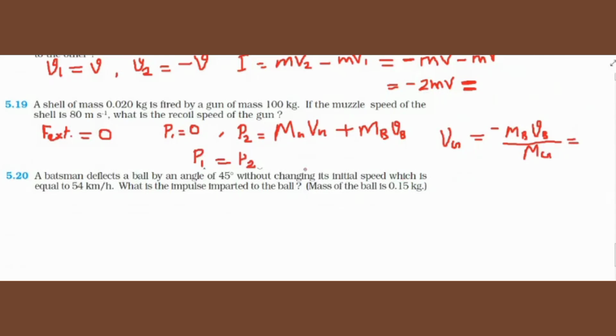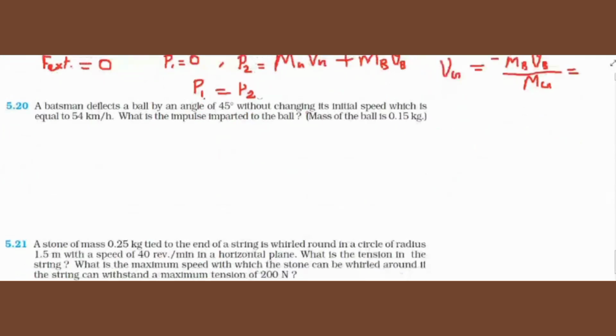Okay, now next. Question 20. A batsman deflects a ball by an angle 45 degree without changing its initial speed. It is equal to 54 kilometer per hour. 54 kilometer per hour you have to convert into meter per second initial. Okay, kilometer per hour you have to convert into meter per second. What is the impulse imparted to the ball? Okay. So here, going to draw the diagram. See. And take a branch.